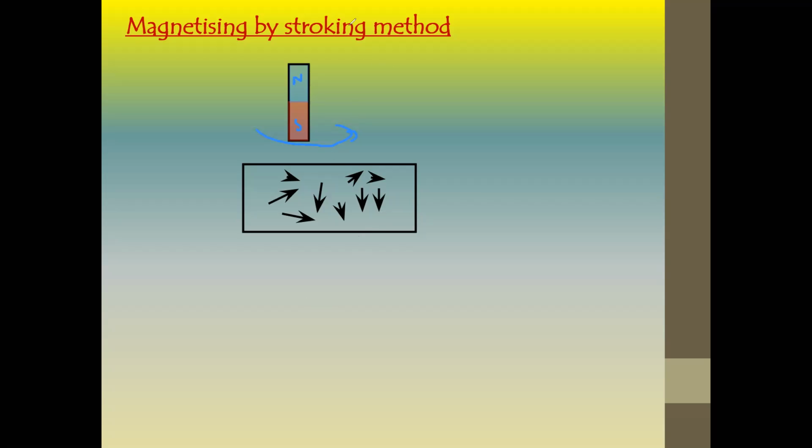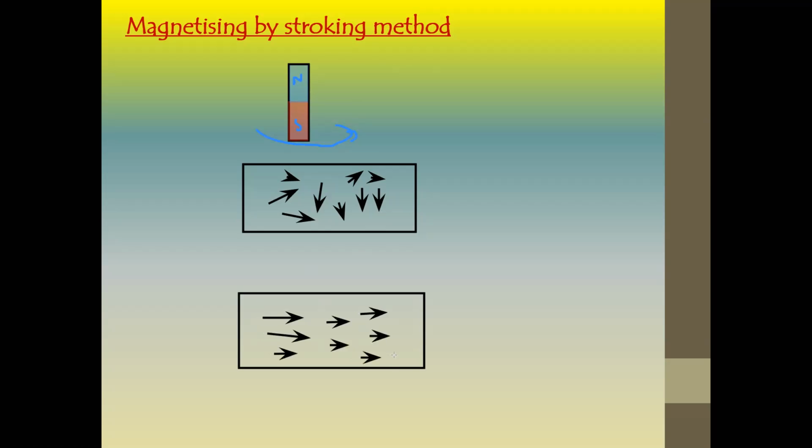What will happen is that continuously rubbing causes the domains to be aligned. So once the domains are aligned, the material will behave like a magnet. This is called stroking. And the pole which leaves, for example, as I am rubbing, the south pole is leaving. So what pole will be induced? Always the opposite pole. So this will be north and this will be south.